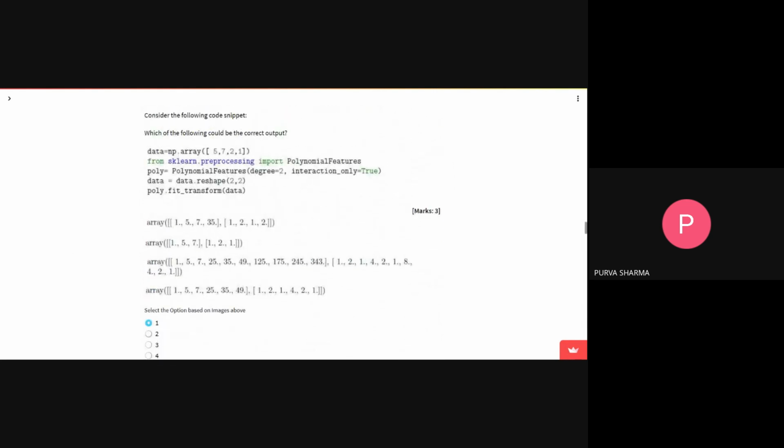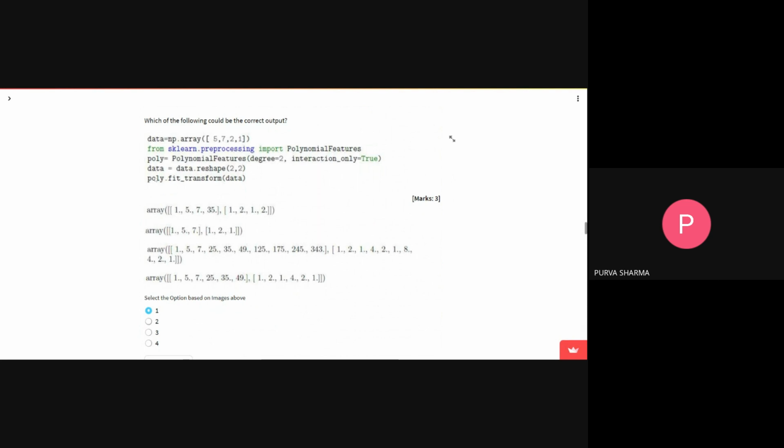Question 11. This is the data, this is the array that we're given. Polynomial features, degree 2, interaction only equals true. Data dot reshape to 2, 2. Okay, solve this question.